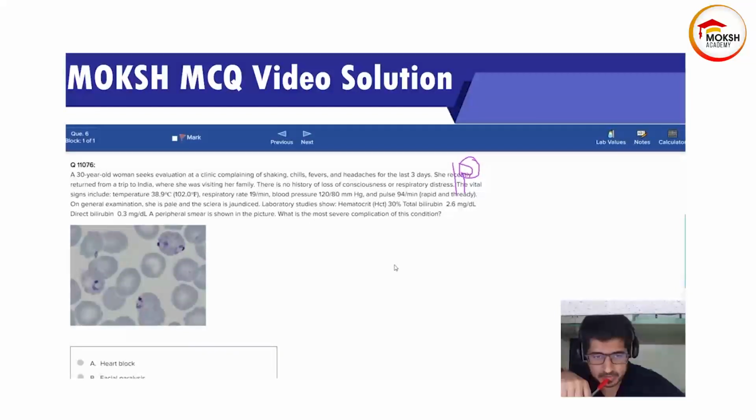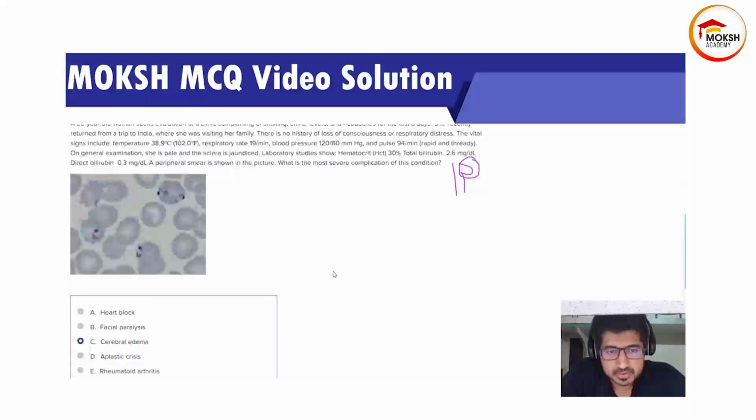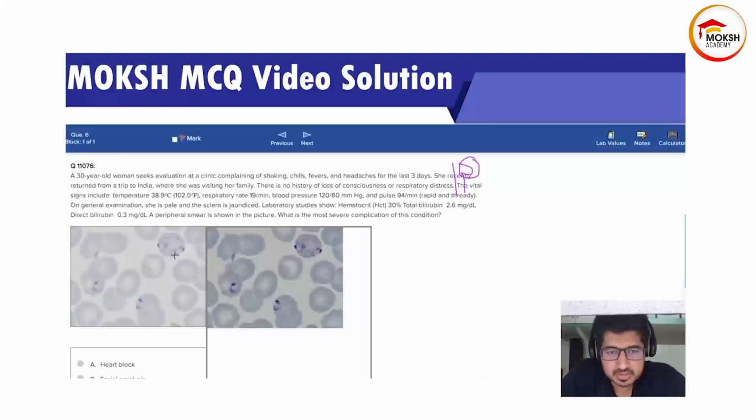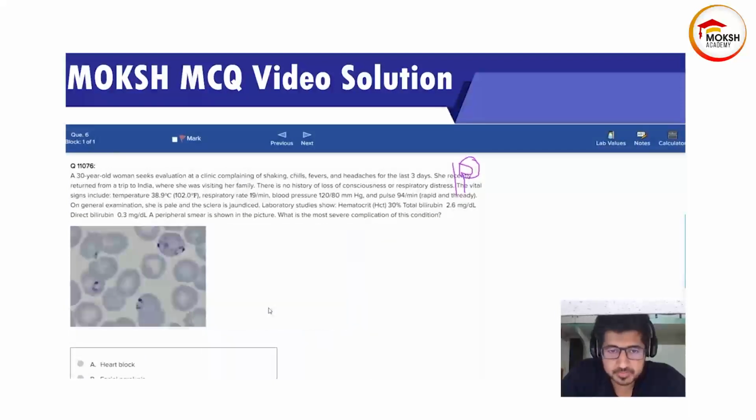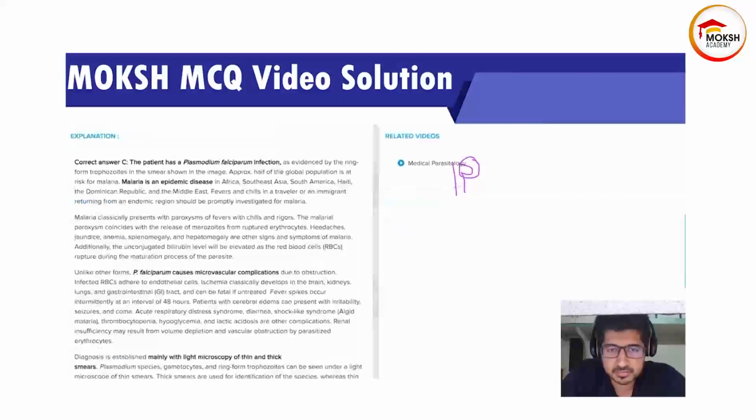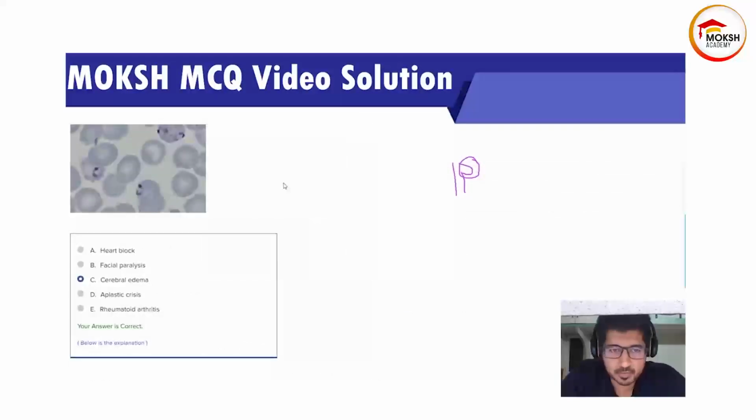All right, malaria. So you want to get more specific, which kind of malaria? Yes, very good. Falciparum. All right. So you can see the ring-shaped structures in the RBCs. This is basically your Plasmodium falciparum.